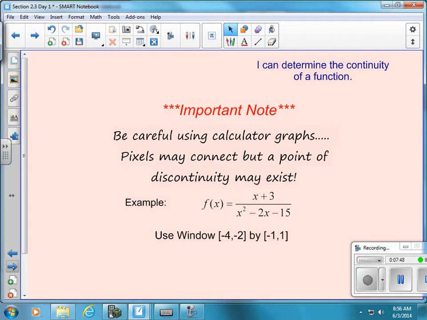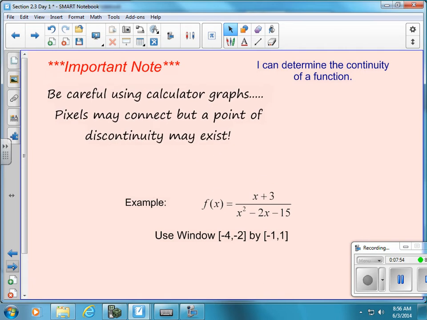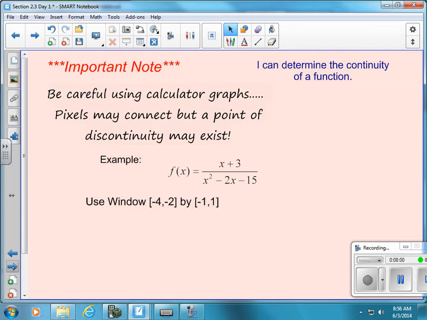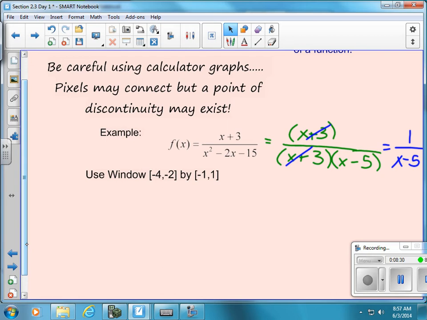Now, we have another important note. This important note says, be careful using calculator graphs. Pixels may connect, but a point of discontinuity may exist. So when you zoom in, you may find that there are points of discontinuity. Now let's see how this works algebraically. We can actually factor this, x minus 5 times x plus 3. So we actually end up with 1 over x minus 5. But that doesn't mean we don't still have a discontinuity at x equals -3.